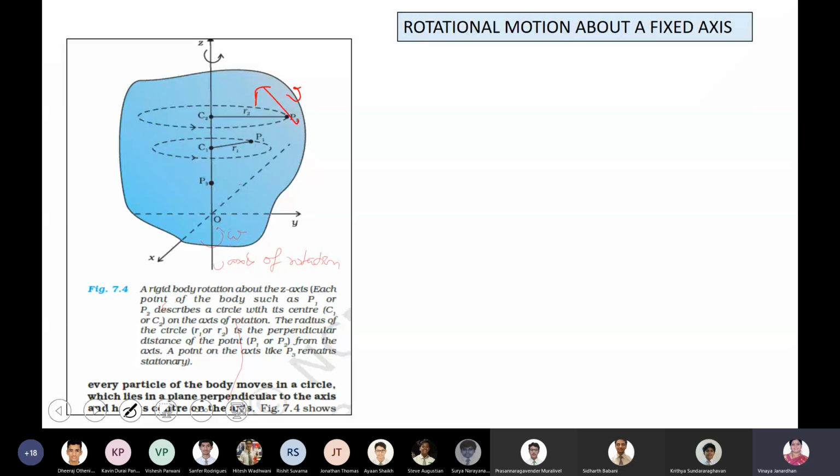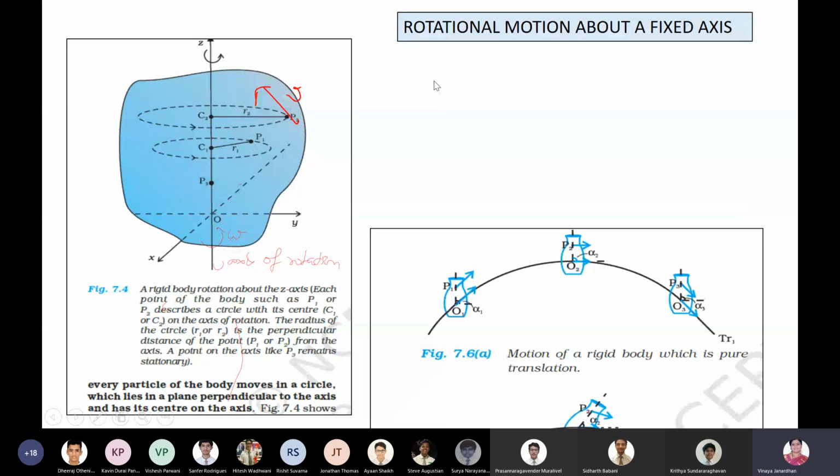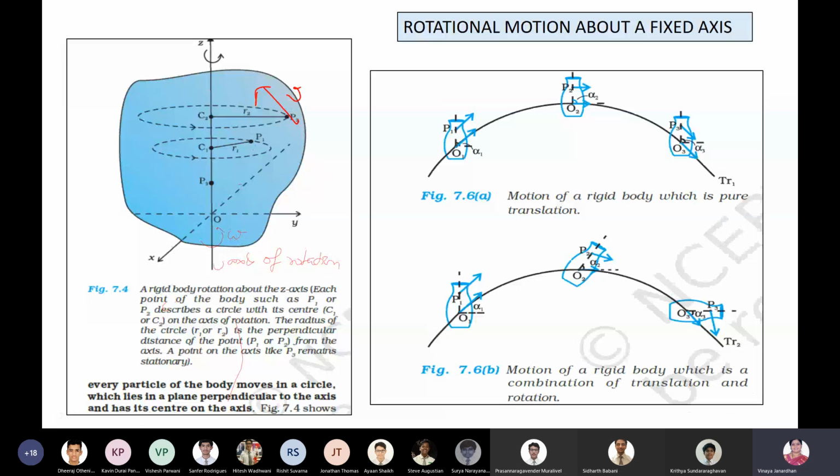When the extended body is rotating, each particle will be at a certain distance. Here, R1 is from the axis of rotation. R2 is the distance of particle P2 from the axis of rotation, not from the origin. Anyway, these are all there in the textbook.